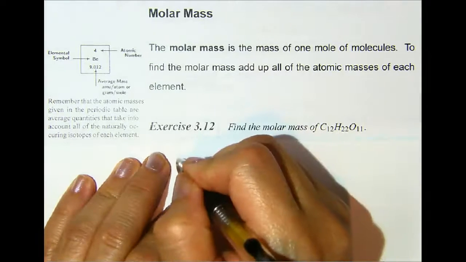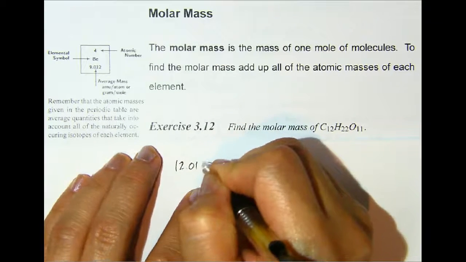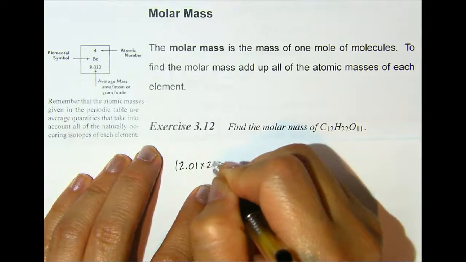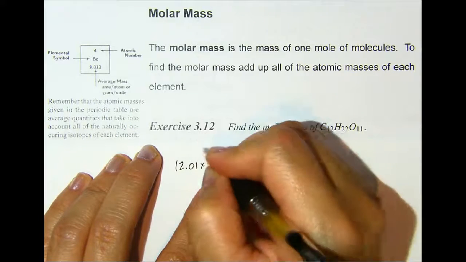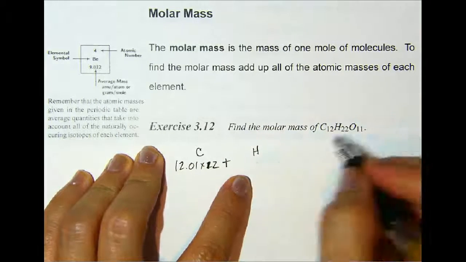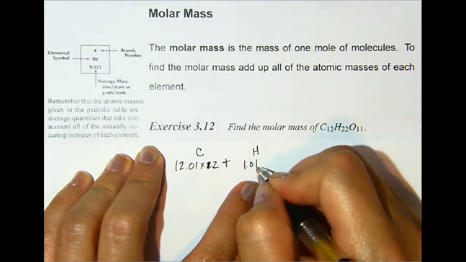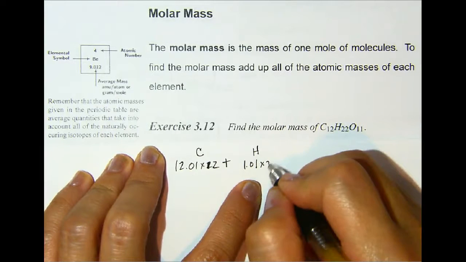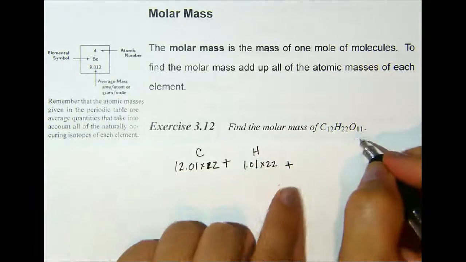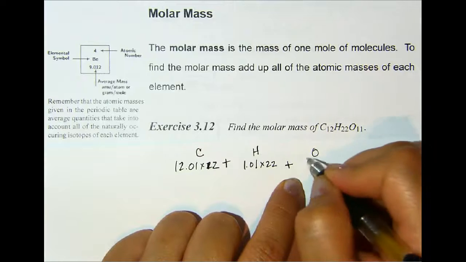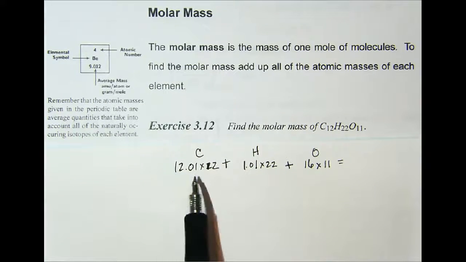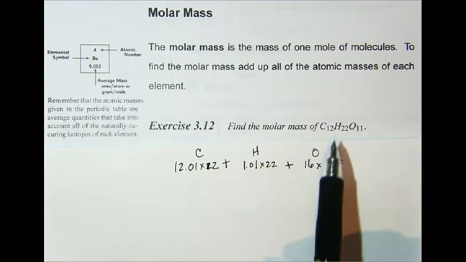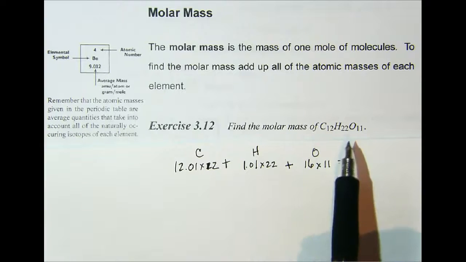So the carbon has a mass of 12.01, and you're going to multiply that times 12 carbon atoms. We're going to add that to my hydrogens. There's a mass of 1.01 for each hydrogen times there are 22 of them. And we have oxygen, which has a mass of 16 times 11 oxygens. And so when I do this math, I will obtain the molar mass of this compound up here.